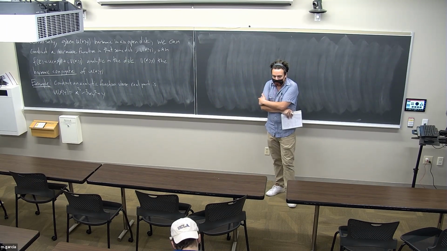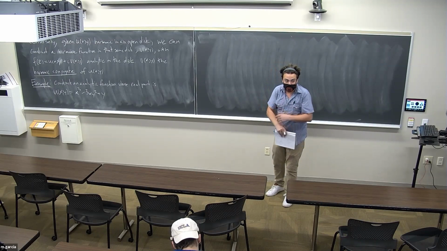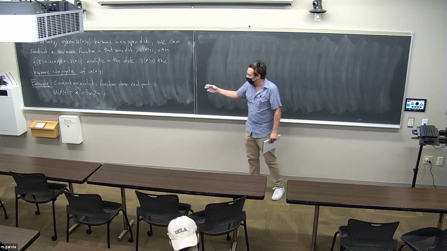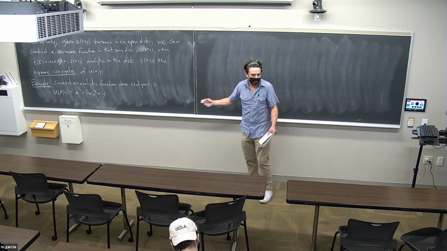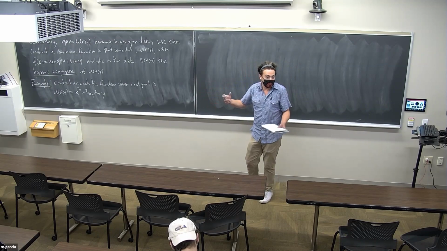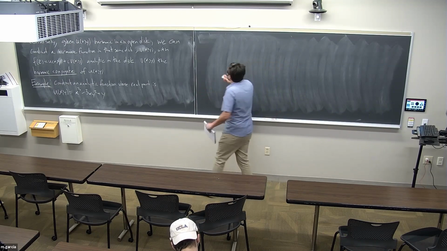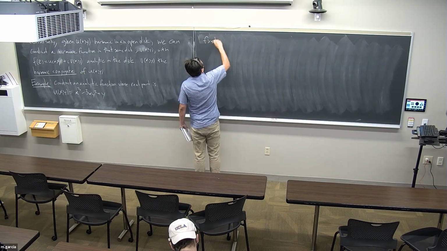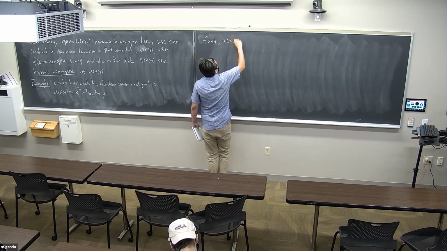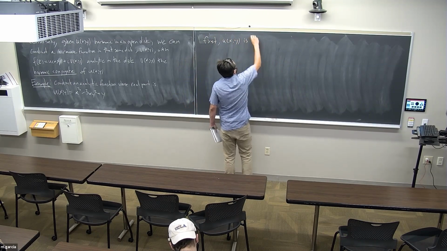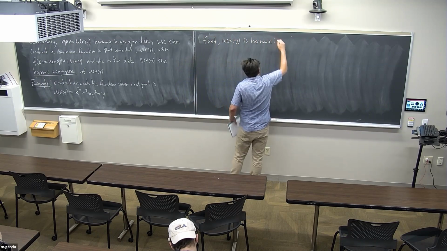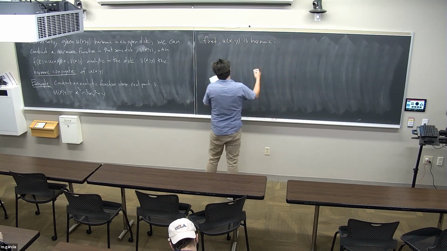Do we need to show that u of xy is harmonic? Yeah, that's a great place to start. We should verify that this function I gave you is in fact harmonic, so that we can find the harmonic conjugate, right? Okay, so first, u of xy is harmonic. Okay, so what do we do here?